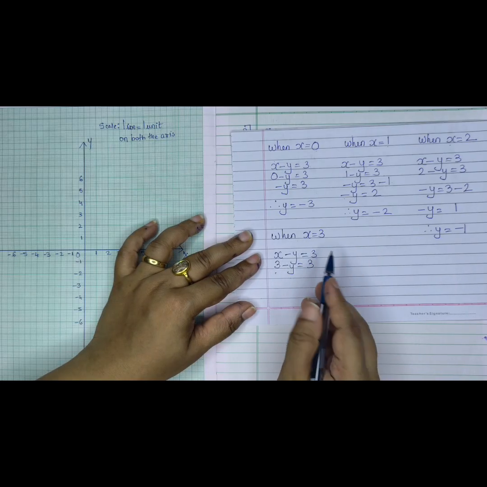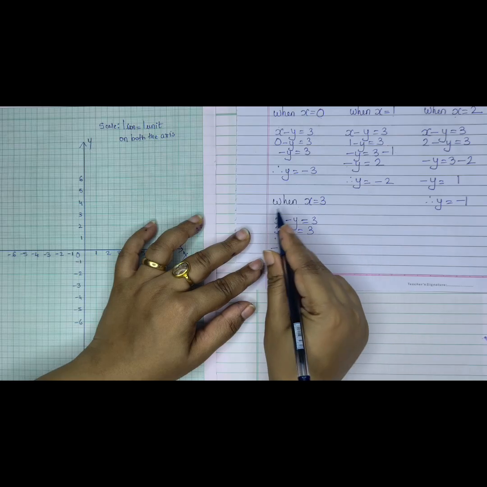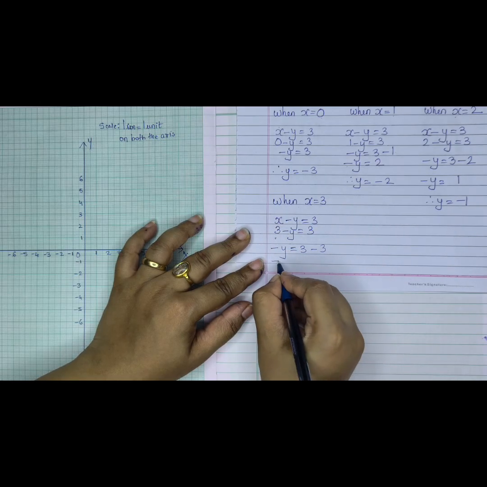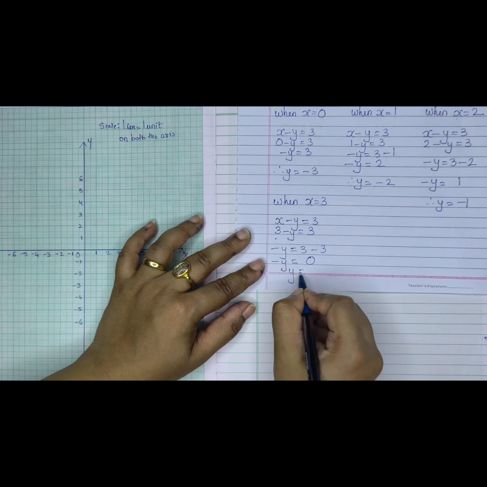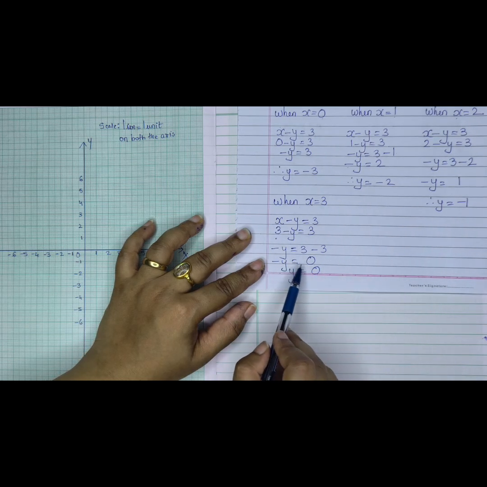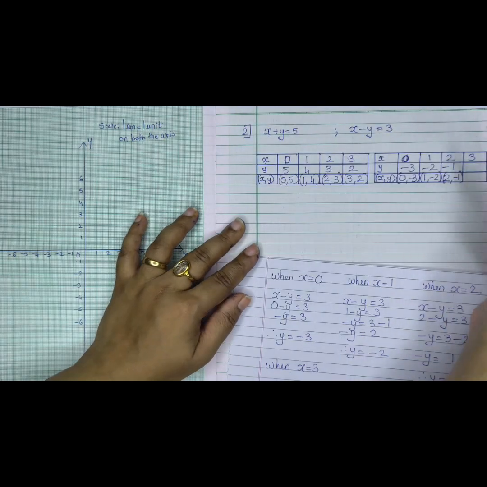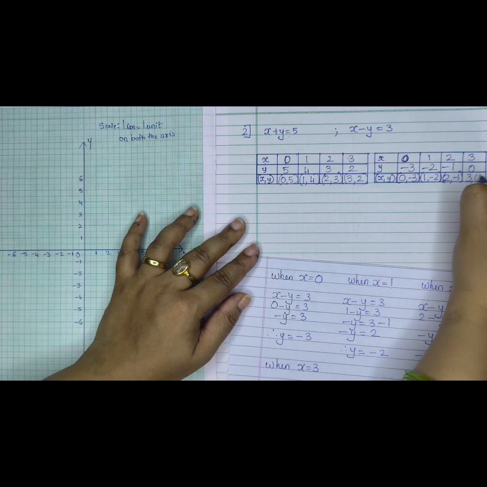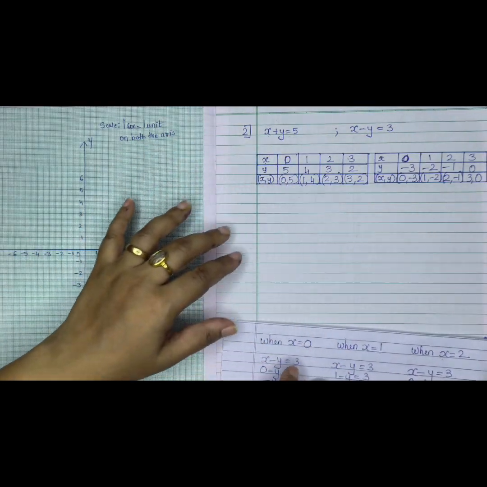3 minus y is equal to 3. Minus y is equal to 3. Get this 3 here, it will become minus 3. So minus y is equal to 3 minus 3, which is 0. So y is equal to 0. Even if you get this minus sign, 0 is not negative or positive. 0 will be 0 only. So y is equal to 0. You get 3 and 0. So understood? Now this working you can also do over here, on this page.